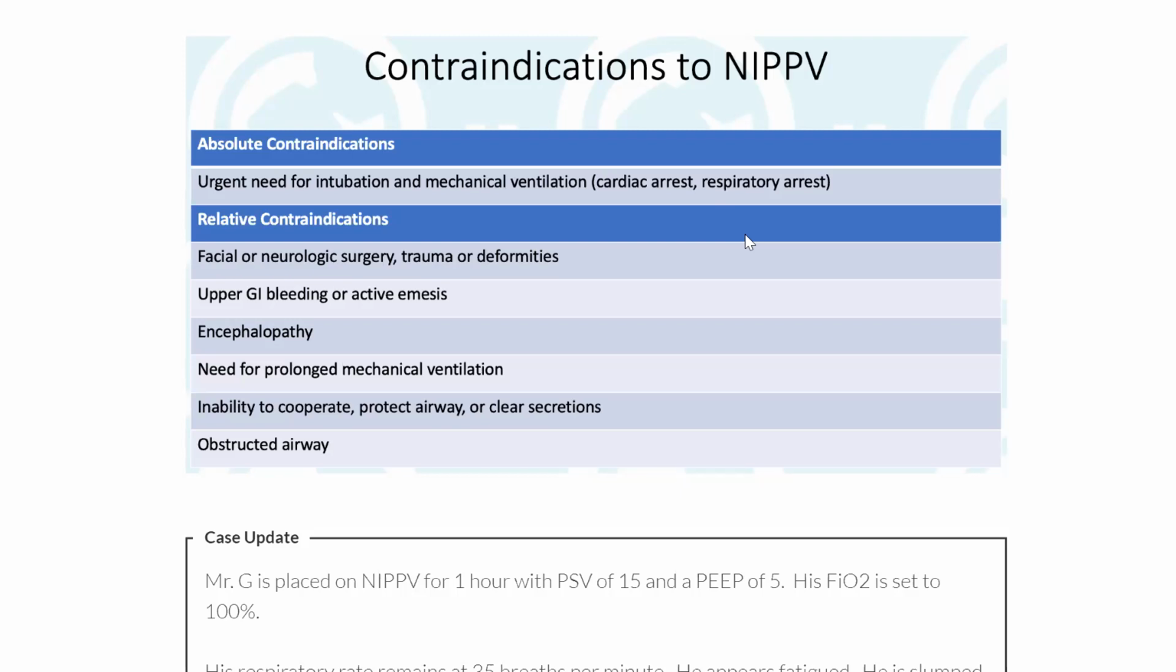GI bleeding, encephalopathy, that goes with low GCS, and need of prolonged mechanical ventilation. If you know someone has, for example, severe ARDS, they may need mechanical ventilation for a long period of time, so that's not a good indication. Also inability to cooperate, protect the airway or clear secretions. You said that: upper airway obstruction, inability to cooperate, low GCS, agitation. So you got most of them, which is very nice.